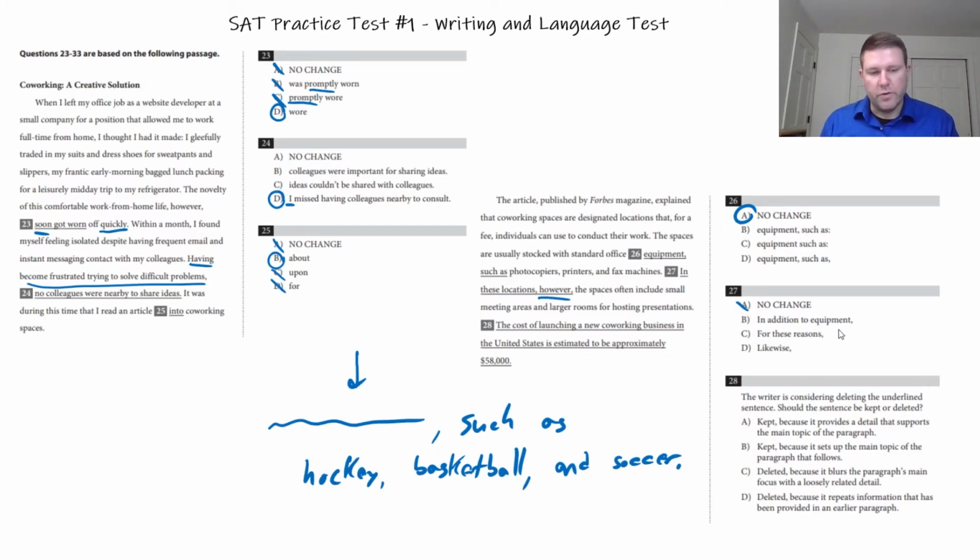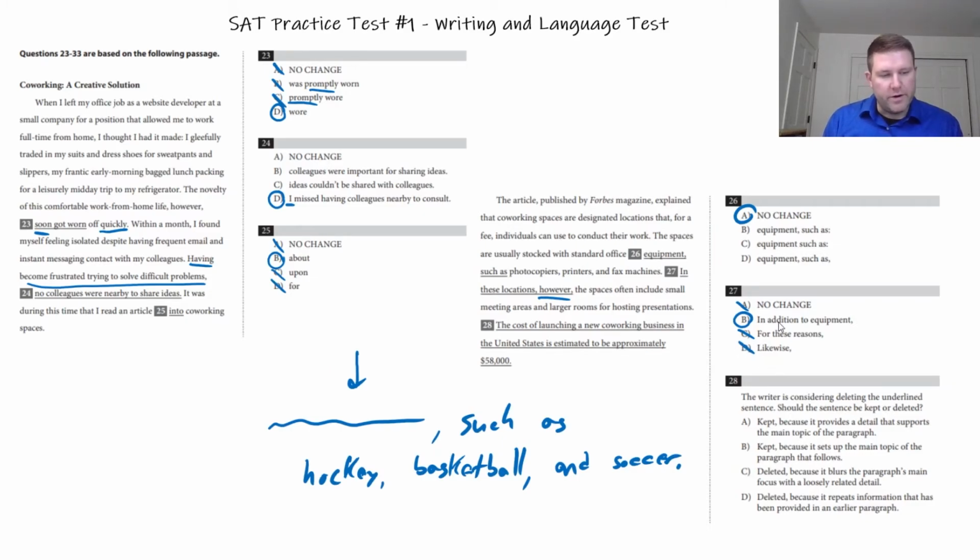And then in addition to equipment, that's a nice transition because it's just sort of setting up that also that we're expecting to have here. So B looks good. And then looking at C, for these reasons, not really, because this is just another thing that these co-working spaces have, right? So no. And then likewise doesn't work because the way you use likewise is it's designed to show reciprocation. So like if I say, I threw a ball at my sister, likewise, she threw a ball at me. That's kind of how you use likewise, and it's not appropriate here because, again, we're just making a side point that's better illustrated by an also, or in this case, in addition to equipment.